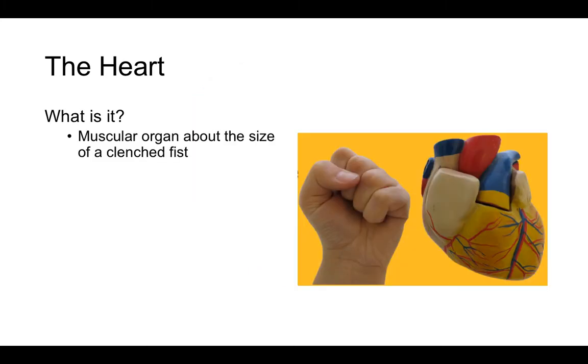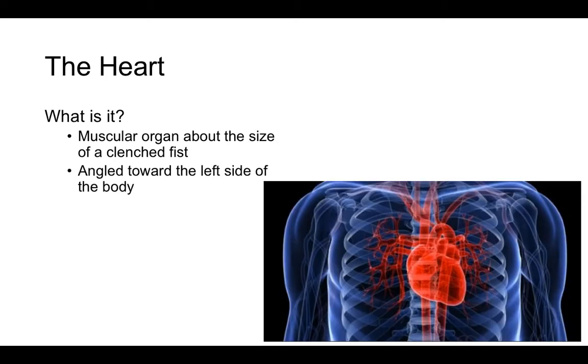But what we're talking about today is this: a muscular organ that sits in your thoracic cavity that's about the size of your fist. If it's larger than your fist, that typically denotes some type of cardiovascular insufficiency, if you will, or disease. If you were to clench your fist and angle it towards the left side of your body, that is exactly where your heart is.